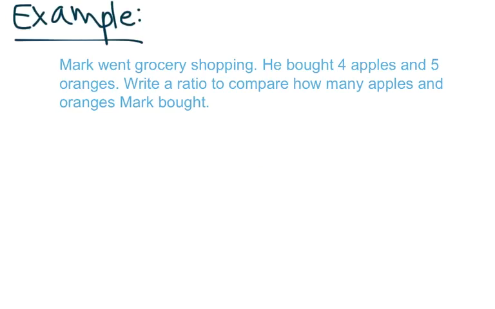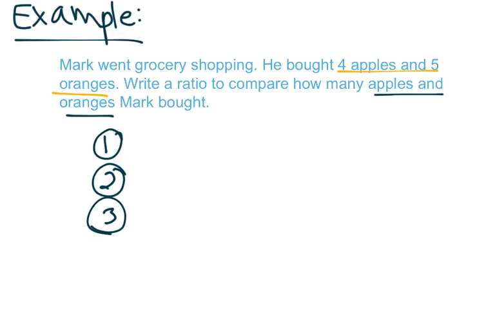So let's go ahead and take a look at an example. This says Mark went grocery shopping. He bought 4 apples and 5 oranges. Write a ratio to compare how many apples and oranges Mark bought. This is our order right here. Apples comes first and then oranges. So we're going to write our ratio three different ways, so that we get our practice with writing ratios.